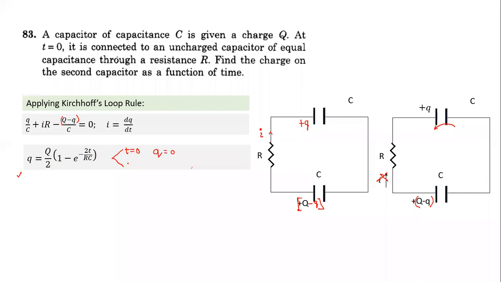What will happen at t equal to infinity? When t is equal to infinity, this term becomes 0, and small q is equal to Q by 2, which also makes logical sense. The charge gets equally distributed. This also will have Q by 2, this also will have Q by 2. Both will have the same potential difference. The potential difference across this capacitor and this capacitor has to be equal.